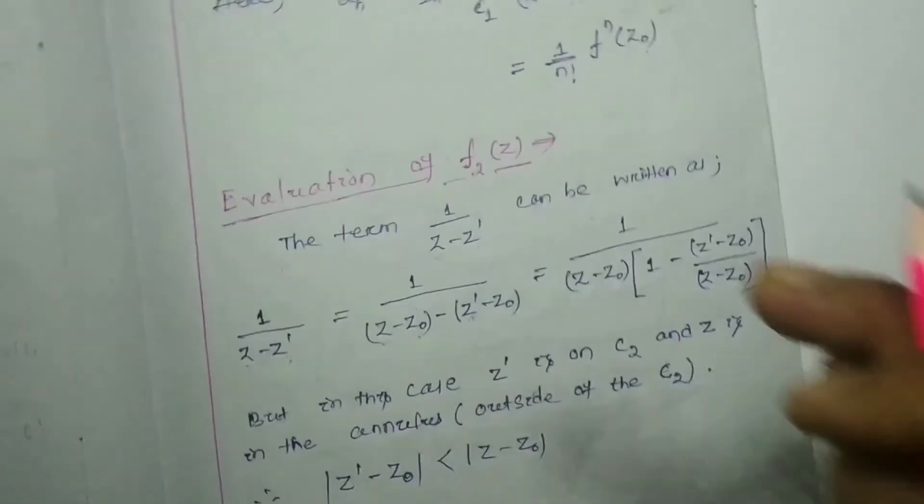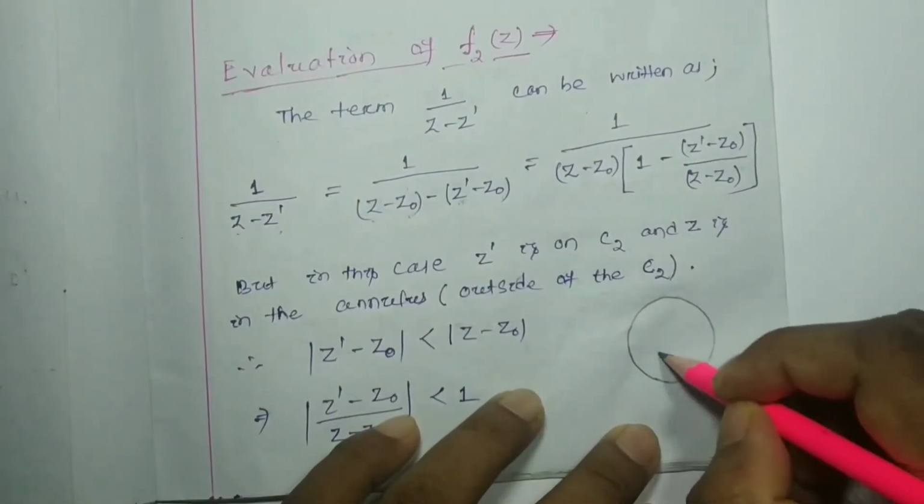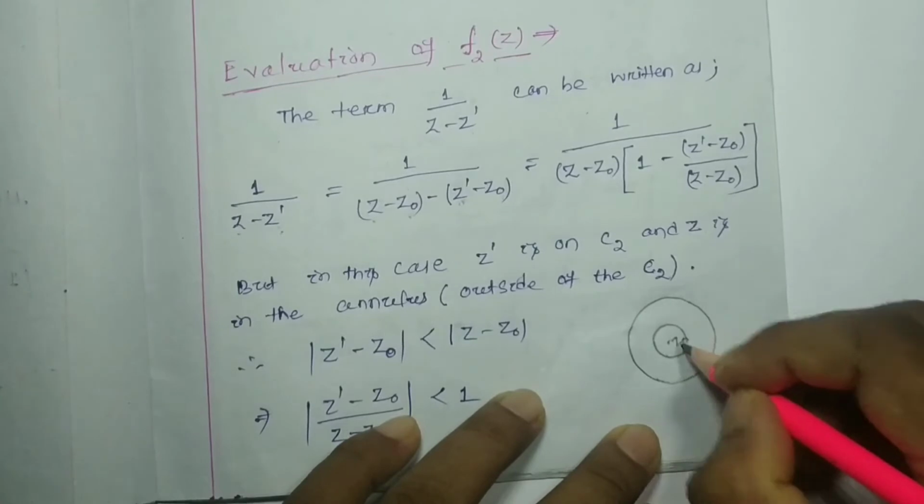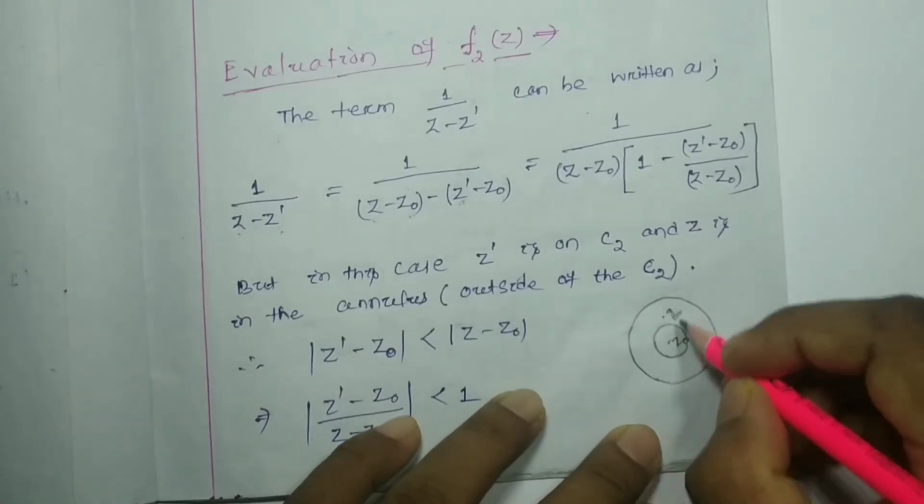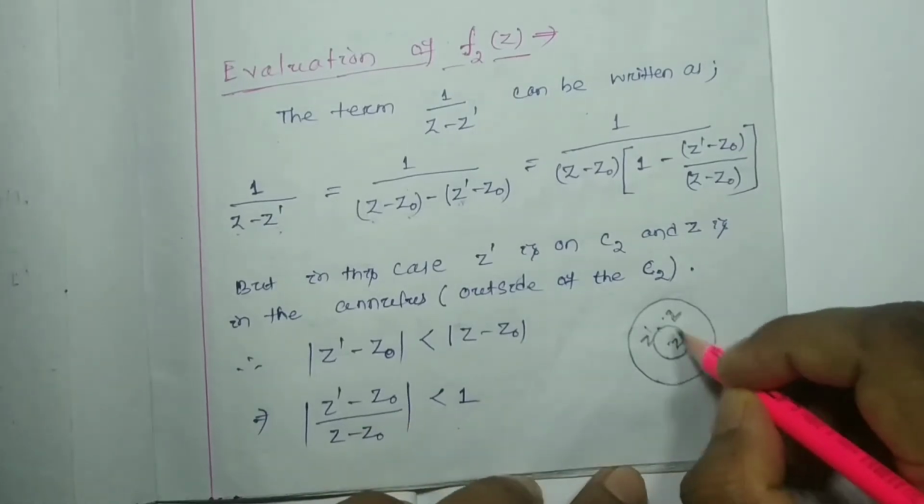But for f2, where we have to consider the inner circle C2, this is your z0, this is your z, and this is your z'. z' is on the circumference of the inner circle.